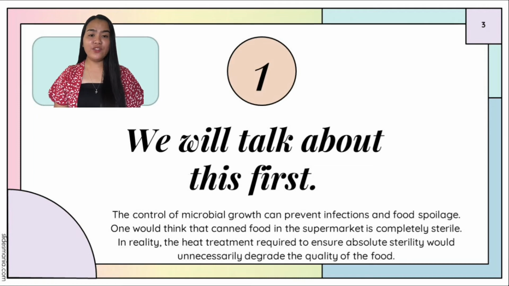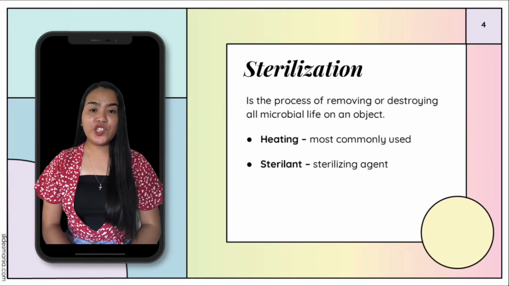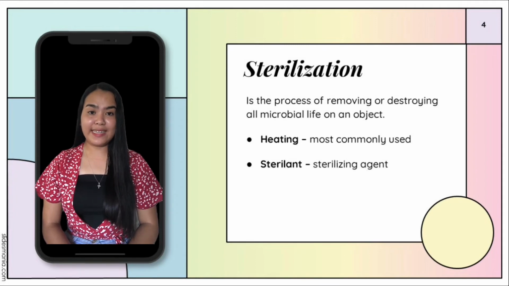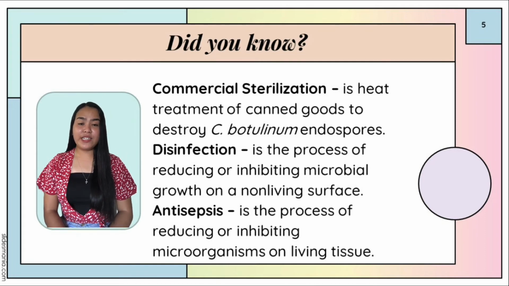One would think that canned food in the supermarket is completely sterile. In reality, the heat treatment required to ensure absolute sterility would unnecessarily degrade the quality of the food. Sterilization is the process of removing or destroying all microbial life on an object. Heating is the most commonly used method. Sterilant: sterilizing agent. Commercial sterilization is heat treatment of canned goods to destroy C. botulinum endospores.